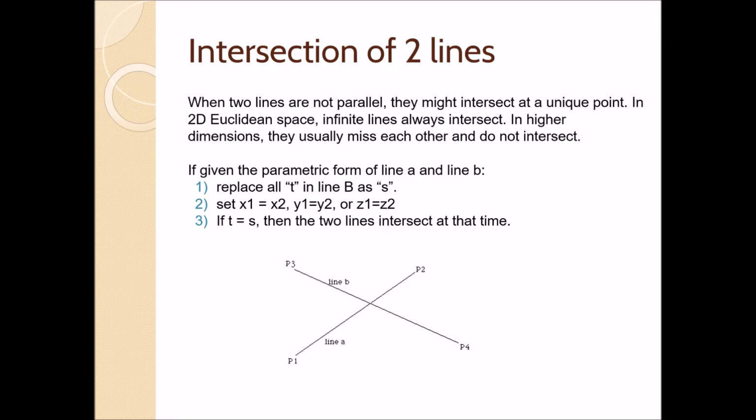So if we're given the parametric form of line A and line B, we replace all of the t in line B with s, and then we set x1 equal to x2, y1 equal to y2, and z1 equal to z2. If we find that t equals s, then we know that the two lines intersect at that time.